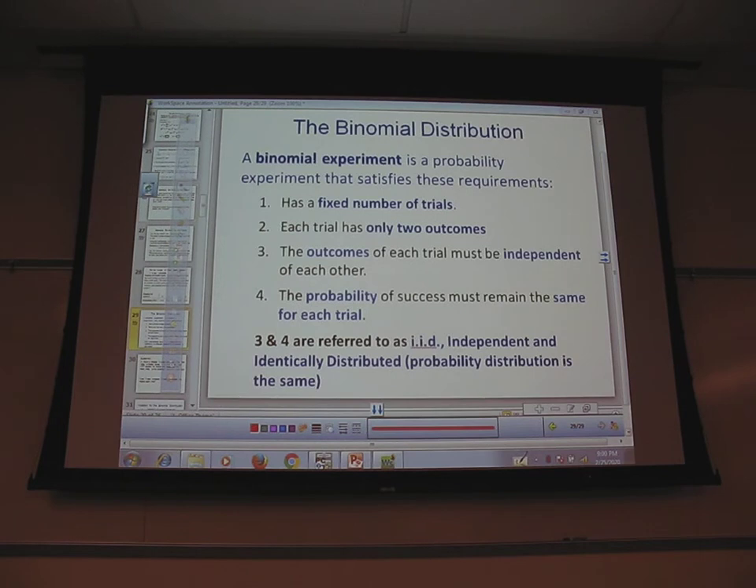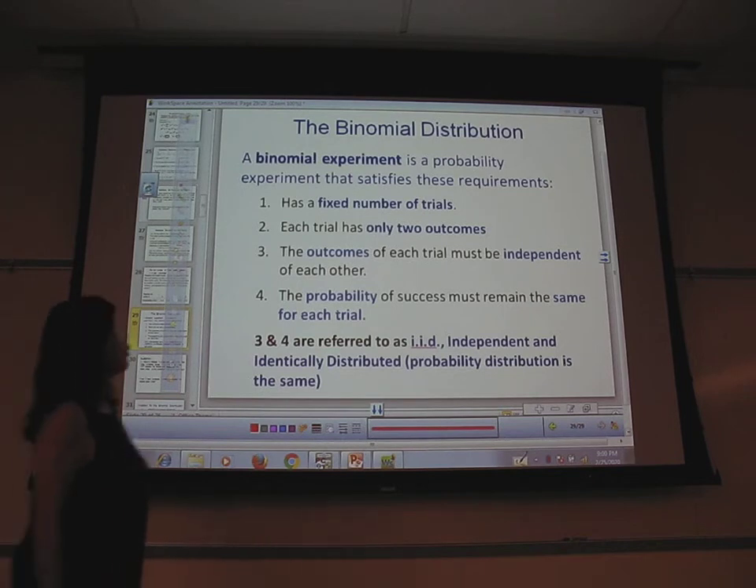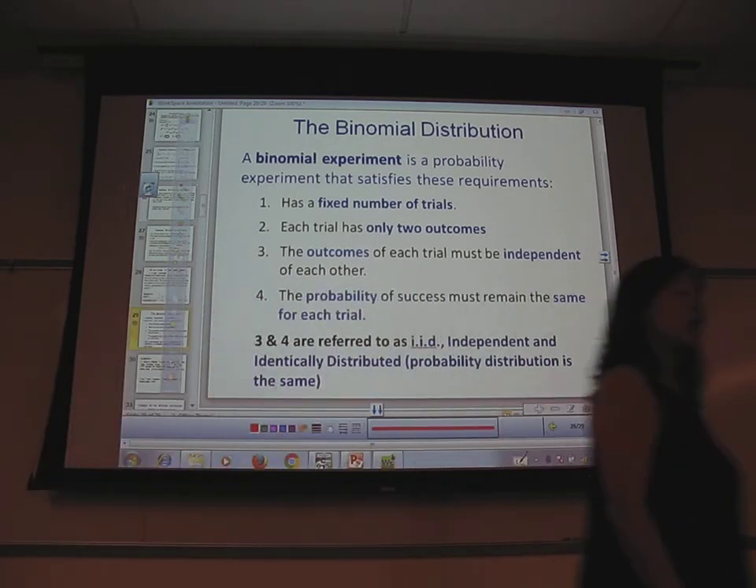Number 1, has a fixed number of trials. Number 2, each trial has only 2 outcomes. Number 3, the outcomes of each trial must be independent of each other. Number 4, the probability of success must remain the same for each trial. Perfect. Thank you. So, let's take a look at these.